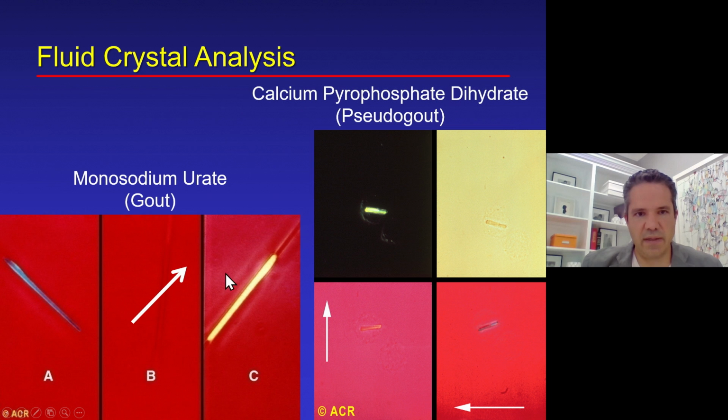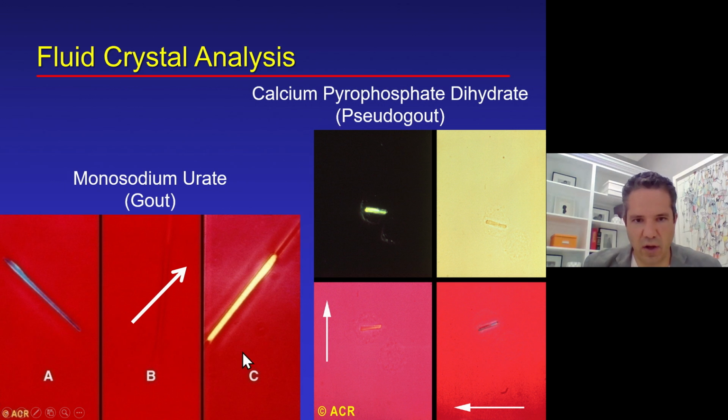Recognize this is the classic needle-shaped crystal of gout, or monosodium urate. If this is the direction of the polarizer, the crystals are yellow when parallel to the polarizer and blue when perpendicular to the polarizer. And this is probably a classic board question even.